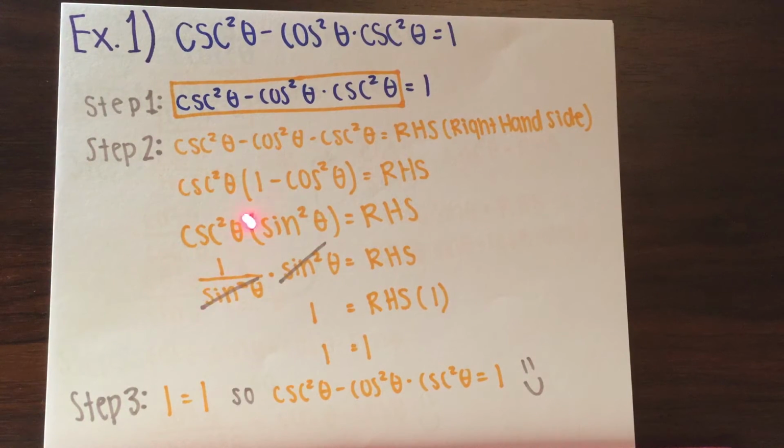So then we can take cosecant squared of theta and we can turn that into 1 over sine squared of theta because of the reciprocal identities, and I just brought this down. So if you cancel them out, because this is in the denominator and that's in the numerator, you're just left with 1. So you have 1 equals right-hand side. So that means 1 equals 1. And then over here, since 1 equals 1, cosecant squared of theta minus cosine squared of theta times cosecant squared of theta equals 1, or in other words, this whole equation is true.